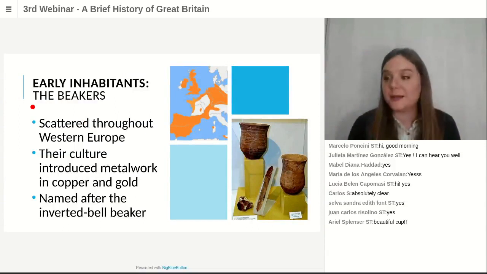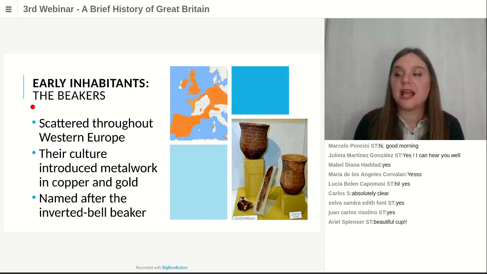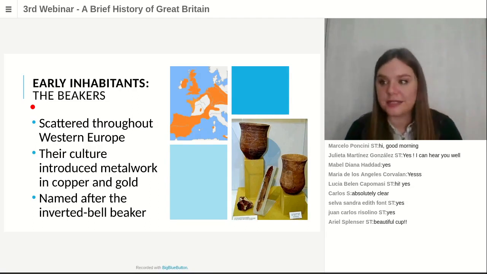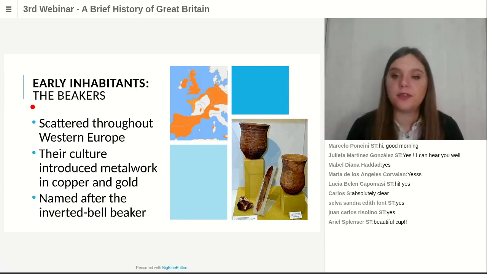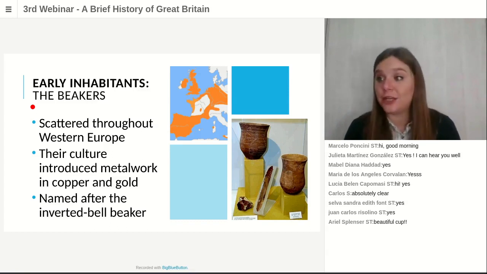So what are the Beakers? They're a group of people from the mainland, from the continent, that invaded the Isles, as I said before, around 3000 or 2500 BC. With their culture, they introduced metalwork into the Isles. They were really good at doing things with metal, especially copper and gold.